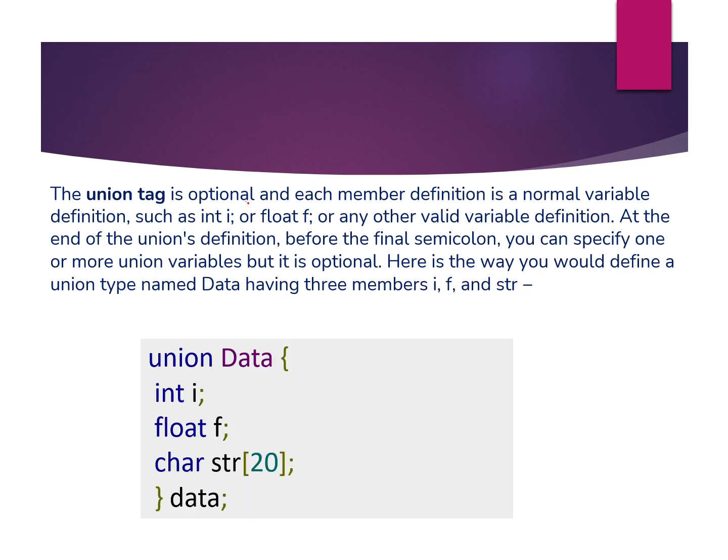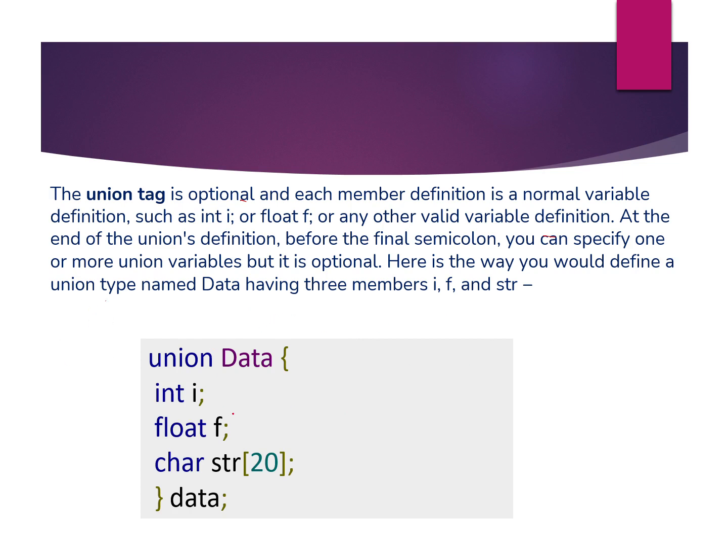The union tag is optional, and each member definition is a normal variable definition, such as int i or float f or any other valid variable definition. At the end of the union definition, before the final semicolon, you can specify one or more union variables, but that is also optional. The definition is the same as we saw in a structure, but the working is totally different.